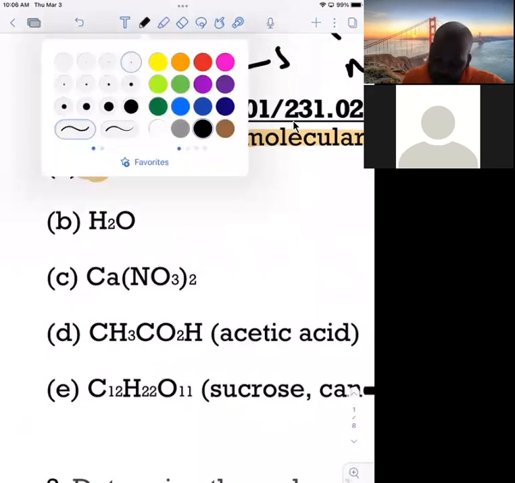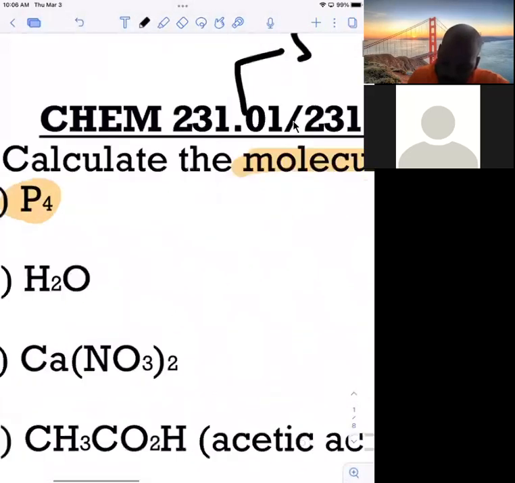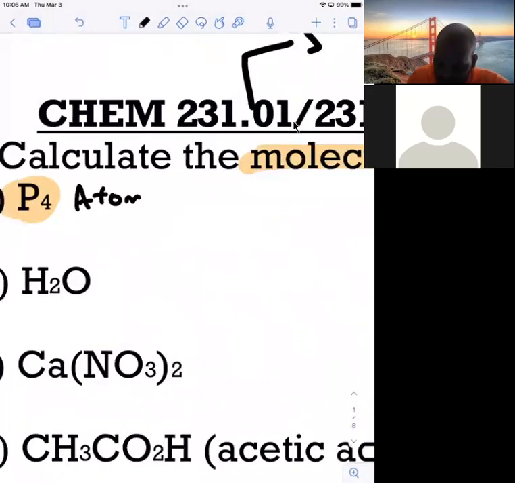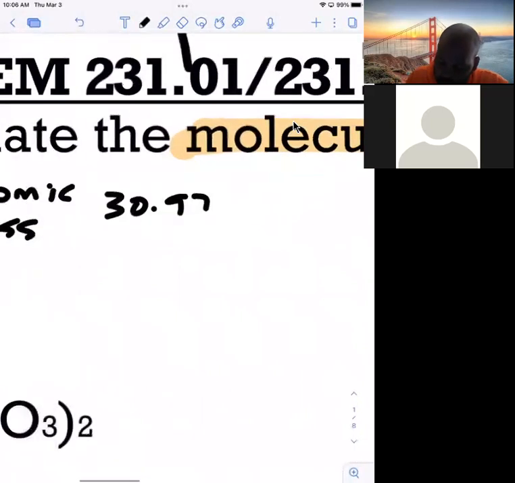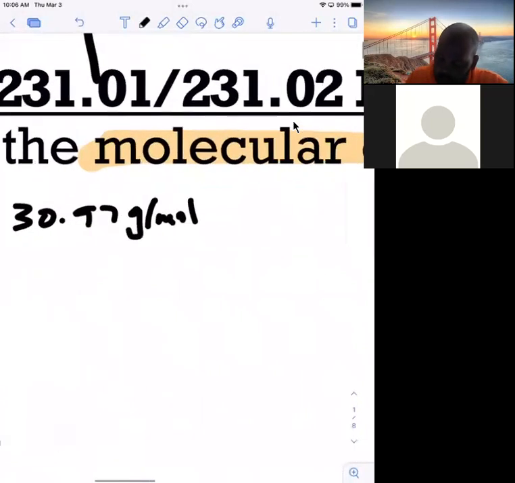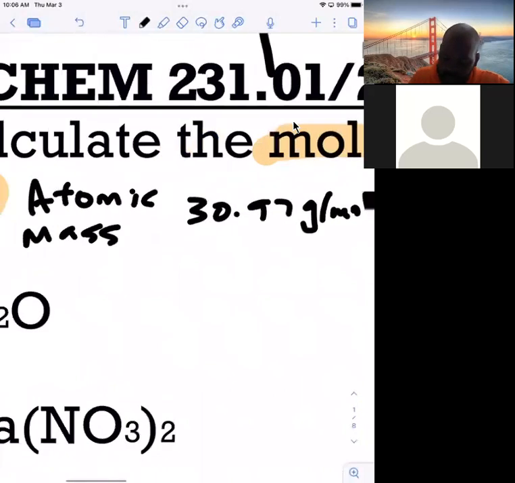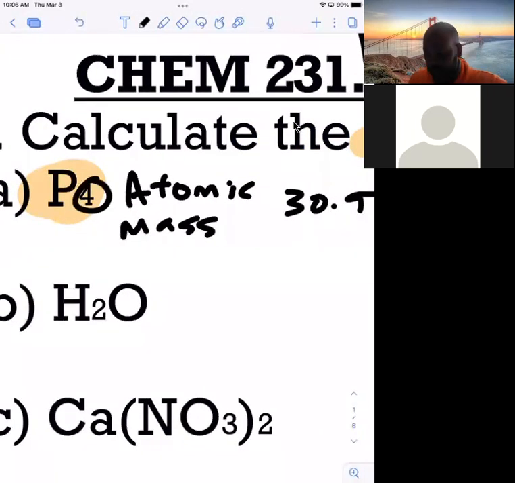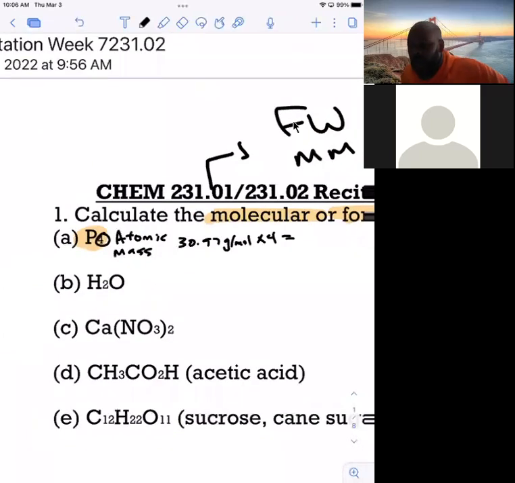30.97. So for this, it would be the atomic mass, 30.97 times, and this would be grams per mole. Can't forget the units. And that'll be times 4, right, because the subscript is 4. If it's 10 atoms, then you're going to multiply that number by 10. If it's 50 atoms, you multiply by 50. You always look for the subscript and take that into account.